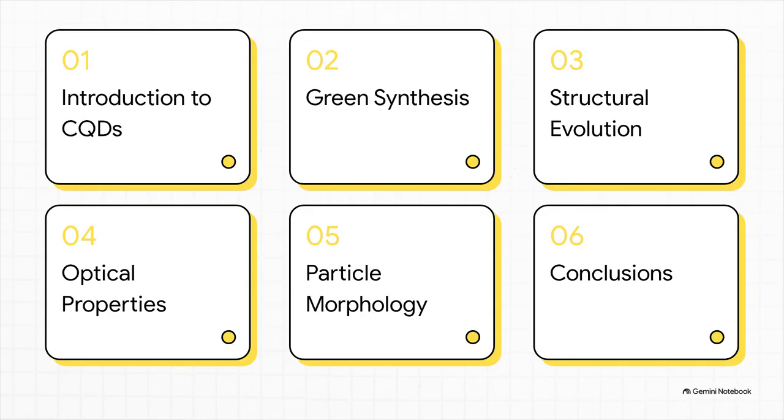Okay, here's our roadmap. We'll start with an introduction to CQDs, then look at the green experimental development. After that, we'll dive into the structural evolution using FTIR, check out the optical properties with UV-vis and PL, examine the STEM particle morphology, and finally, wrap up with conclusions and applications.